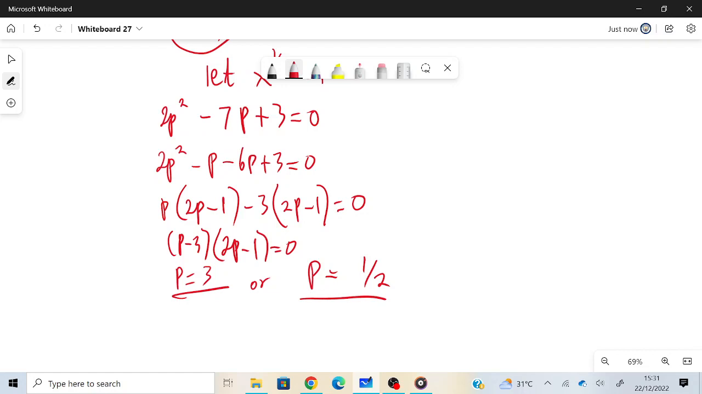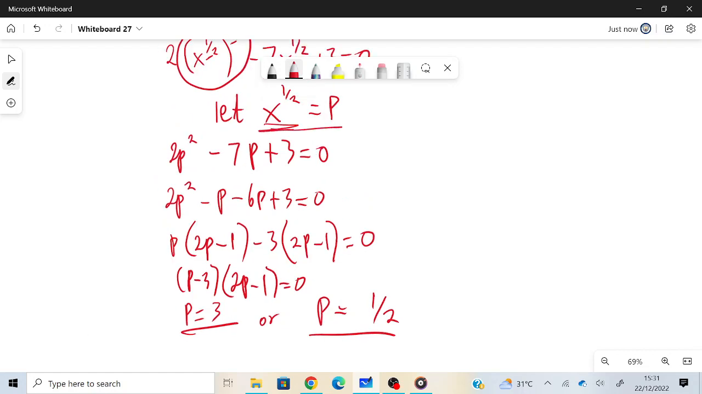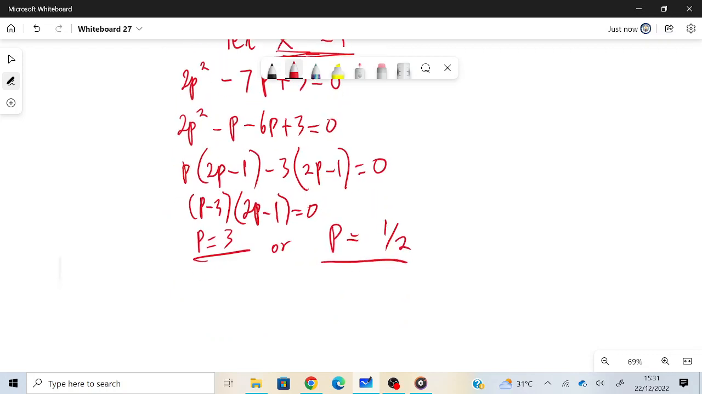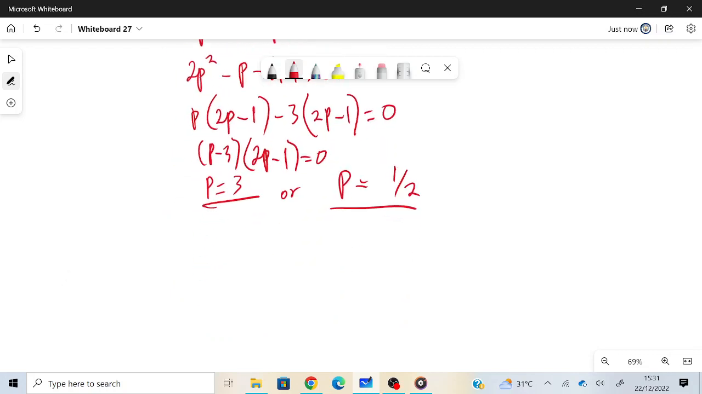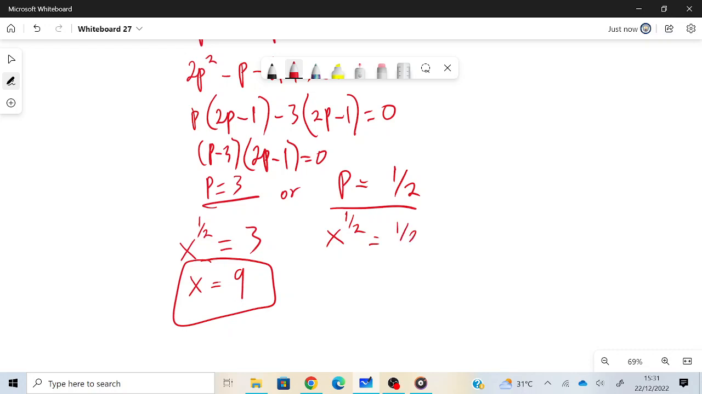Again, know your final value, because you let p be represented by something. So now we equate that to these two values. We would have x to the power of 1 over 2 equal 3. Square both sides, you would have x is equal to 9. And for the other side, you would now have x to the power of 1 over 2 equal 1 over 2. Square both sides, x would be 1 over 4.